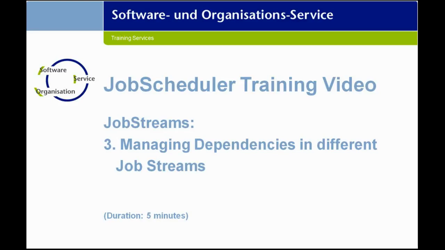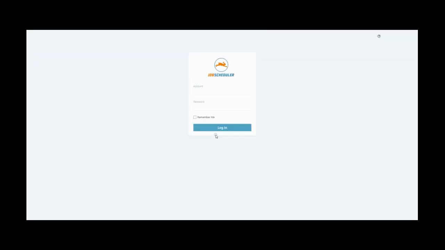This is a training video for our job scheduler product. Today's topic is managing dependency in different job streams. We create a job stream with dependency using Job Cockpit. Let's get started. First we have to log into the Job Cockpit dashboard with account and password.